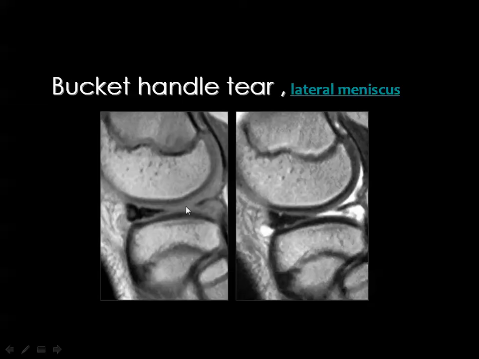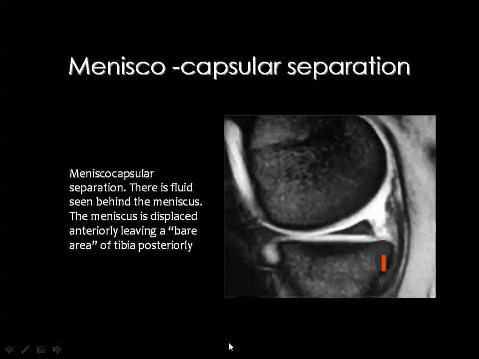The posterior horn is not present and is displaced anteriorly adjacent to the anterior horn, diagnostic of bucket handle tear. Then we move to the meniscocapsular separation, and this will occur, of course, at the medial side of the knee, because the posterior horn of the meniscus is firmly attached to the capsule. Then it is prone to injury compared to the posterior horn of the lateral meniscus.